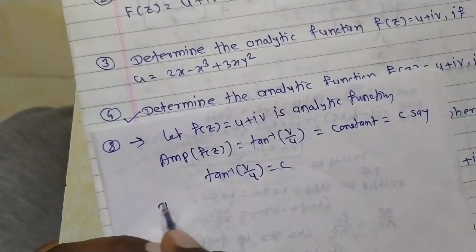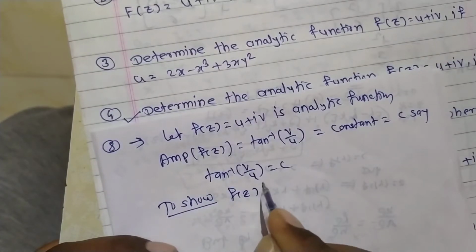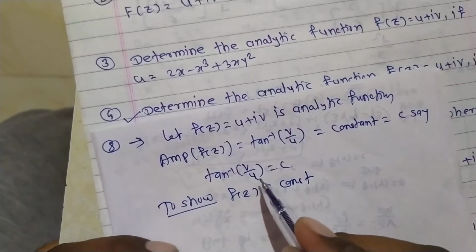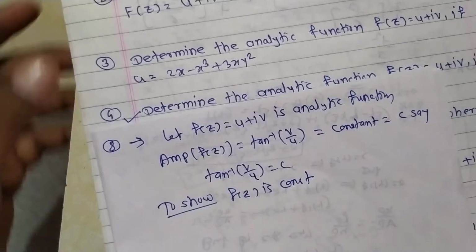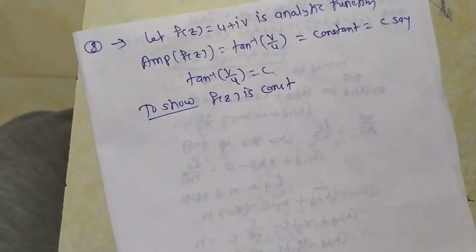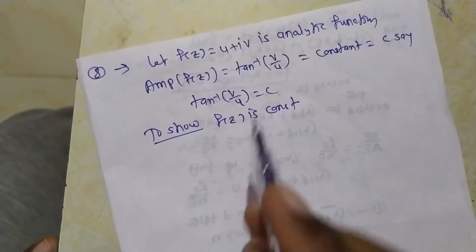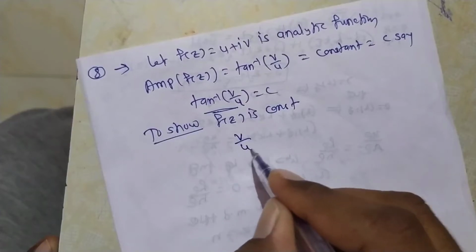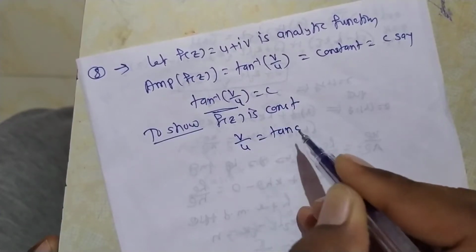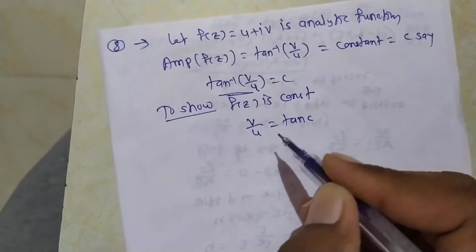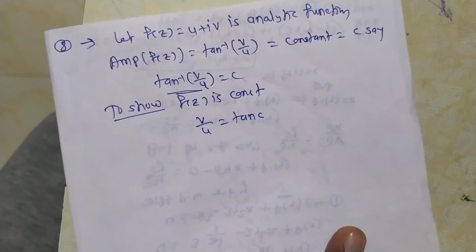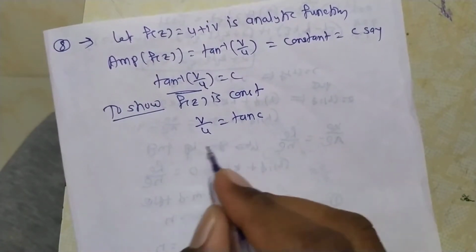So we have to show that f of z is constant. By taking the constant amplitude of an analytic function, we have to show that f of z is constant. Now how do we show f of z is constant? Since tan inverse of v by u is equal to c, we can write v by u equal to tan c. And f of z is constant if u is constant and v is constant. So here v by u is equal to tan c.